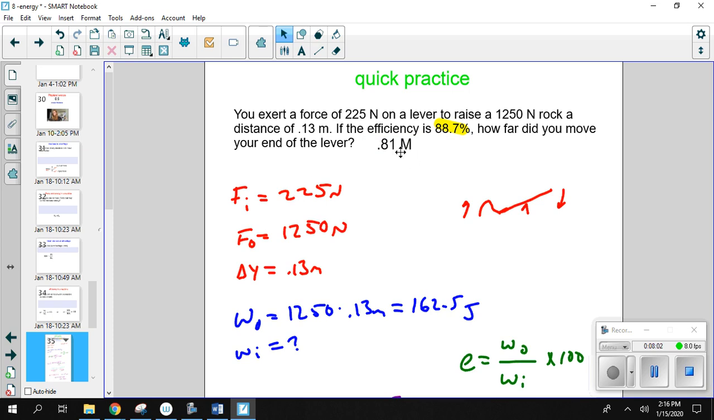Yay! Ooh, that should be a lowercase m, not an uppercase M. It's not a mega. It should be a meter, which is lowercase.